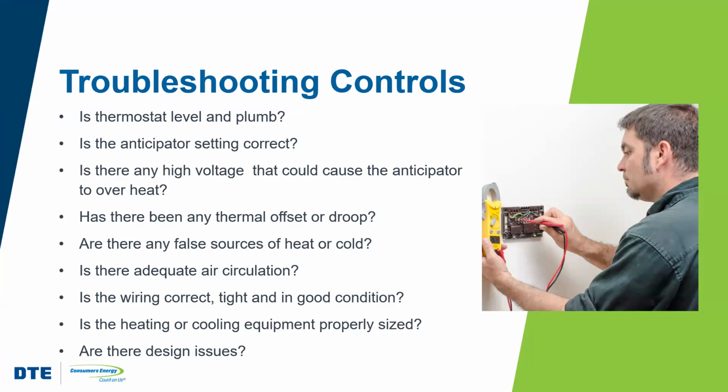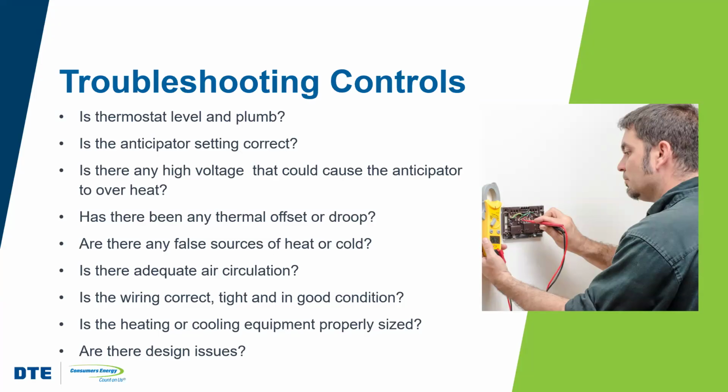You want to look at the voltage at the thermostat. This could impact the anticipator and cause things to be overheating. You want to look at where the thermostat is located. Are there any faucets or sources of heat or cold that may be impacting the operation of the thermostat? Is the wiring correct? Is it in good condition? Are there any design issues? For example, are there any leaky ducts, or is there a clogged filter perhaps?